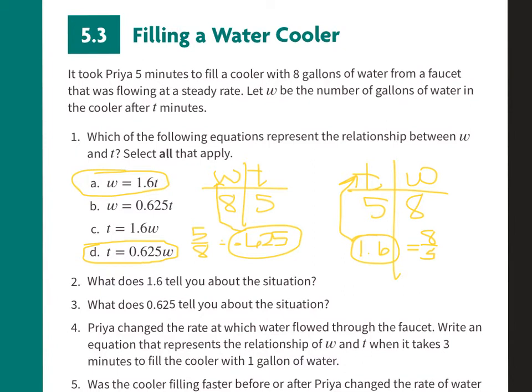So those are my two equations. They're actually the same exact thing, just with W by itself and with T by itself. And we'll talk more about that later on. So what does 1.6 tell you about the situation? Well, 1.6 times my time equals my water. Okay, so if I take 5 minutes, I can go 1.6 times 5, and that's going to equal how many gallons of water I have. Okay, and the other one, number 3, what does 0.625 tell you? Well, 0.625 times my gallons of water is going to equal my time, how long it takes.